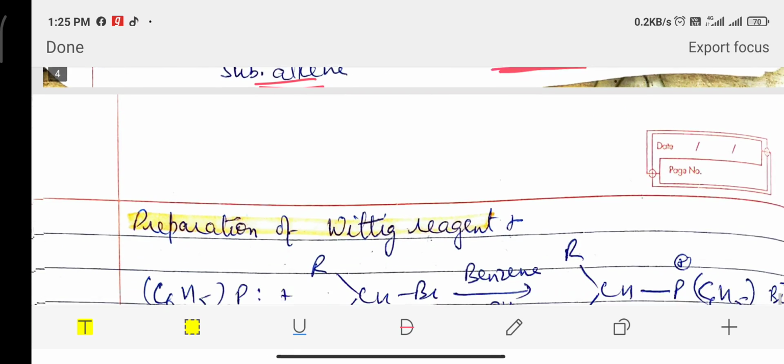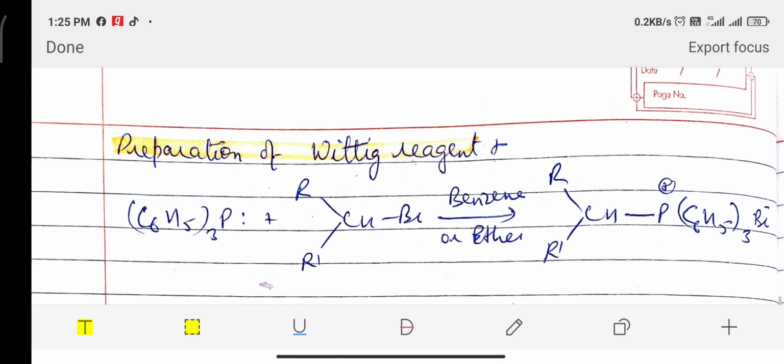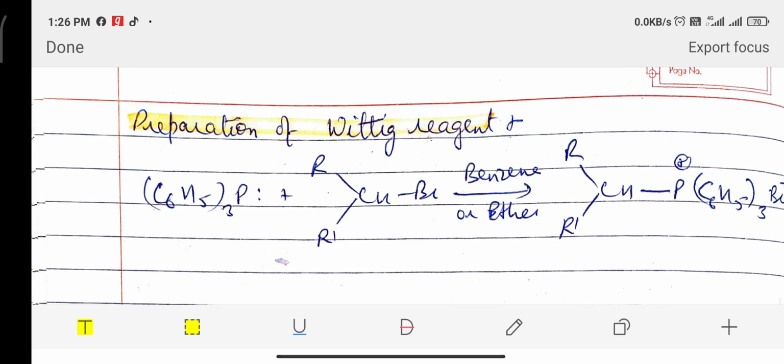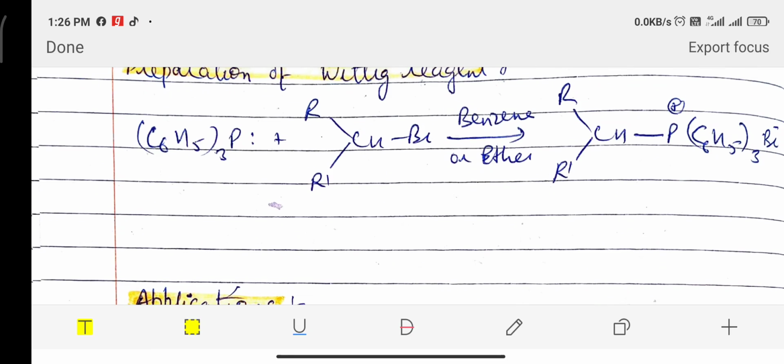Now this reaction is very important. In this we can also mention, if we require, otherwise there is no need, how the Wittig reagent is formed. This is optional. That is, triphenylphosphine reacts with an alkyl halide in the presence of benzene or ether and gives this phosphonium salt, which can be used as the phosphorus ylide or Wittig reagent.